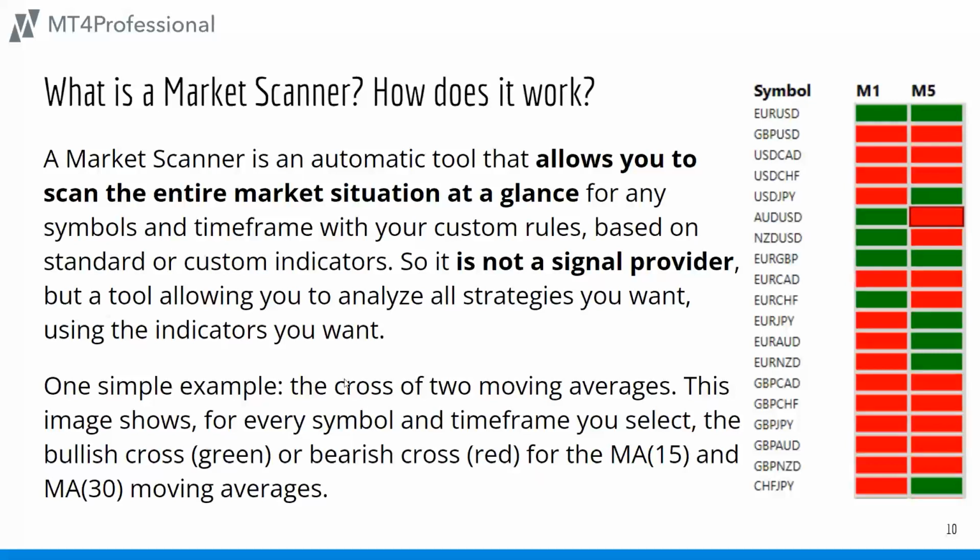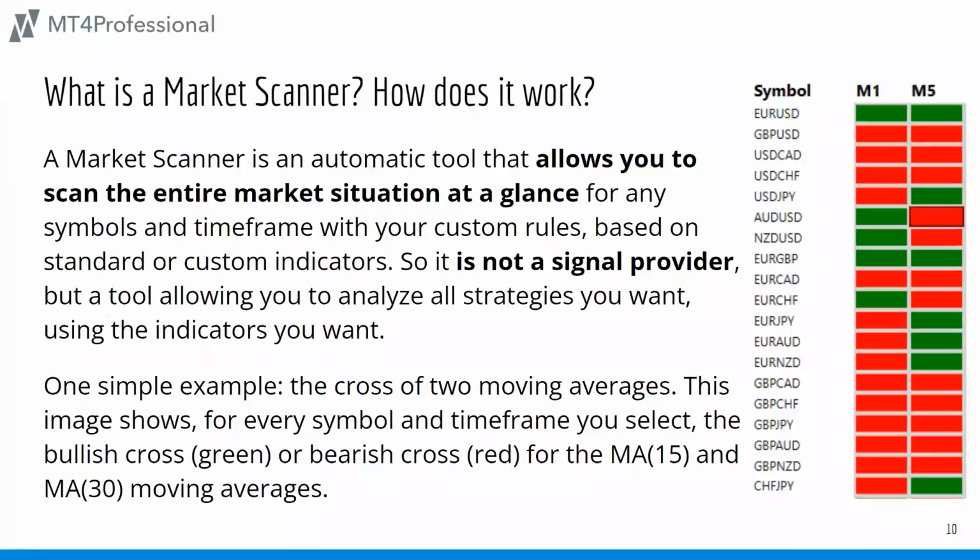A simple example is the cross of two moving averages. And I've got a little spreadsheet over here on the right that shows symbols and different colors for different time frames. If I have a scanner that's looking for something, I want to see when a crossover occurs.